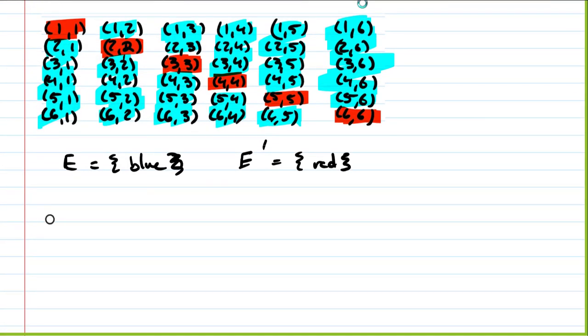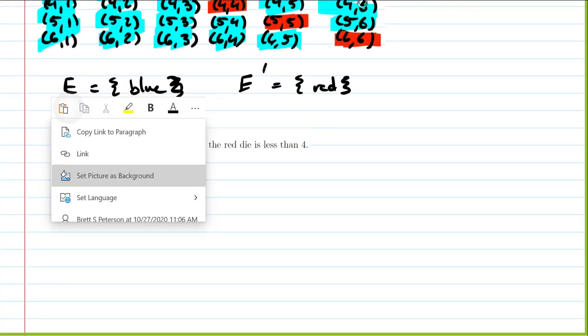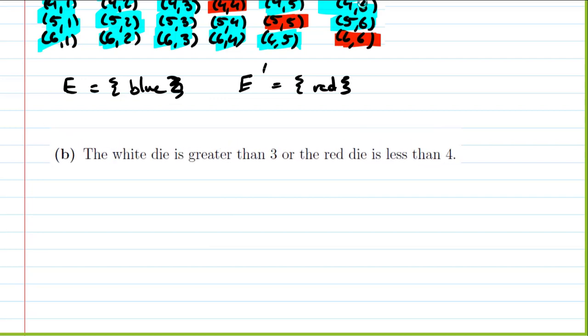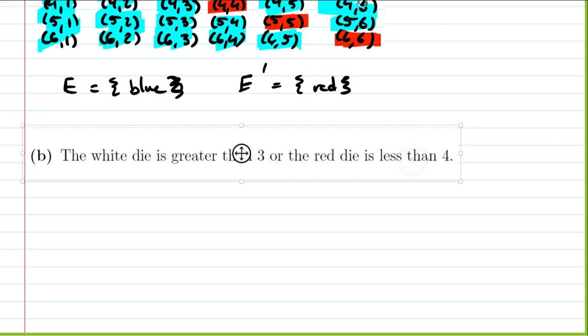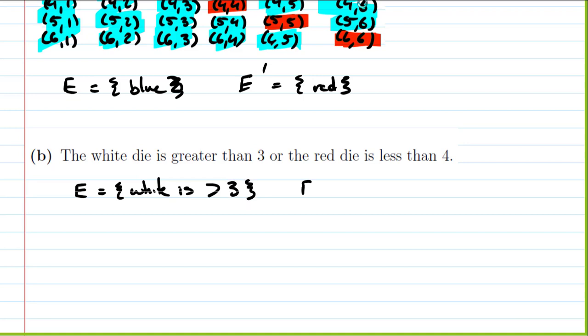So let's visualize our next one. The white die is greater than 3, or the red die is less than 4. So let's let E be the event white is greater than 3. And let's let F be the event red is less than 4, right?